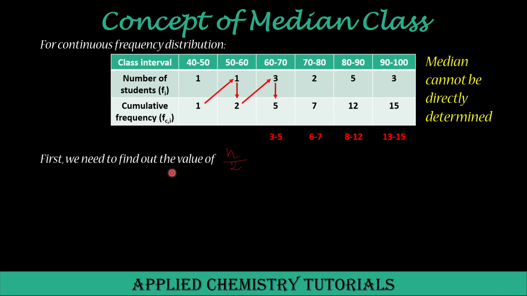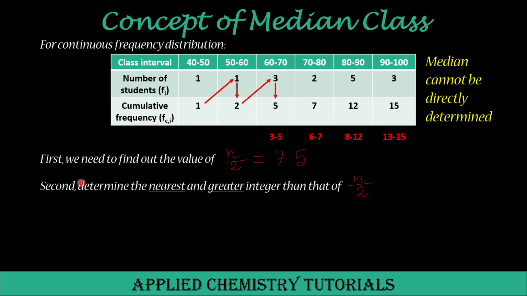So first we need to find out the value of n by 2 to calculate the median class. Here n is 15, so the term n by 2 is equal to 15 by 2, or 7.5. Second, we need to determine the nearest and greater integer than that of n by 2, or 7.5, which is definitely 8.